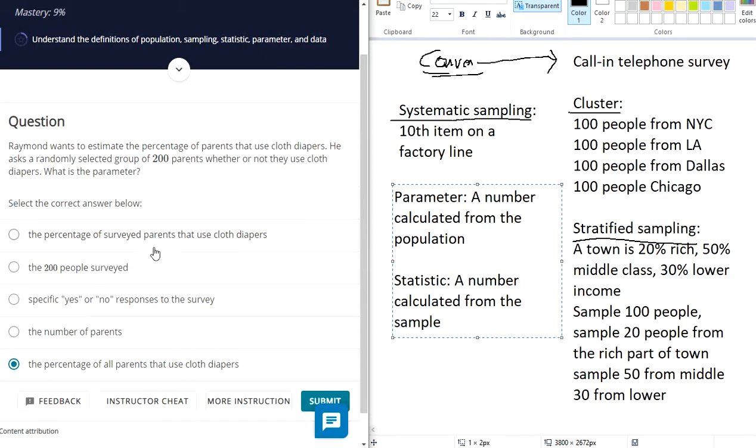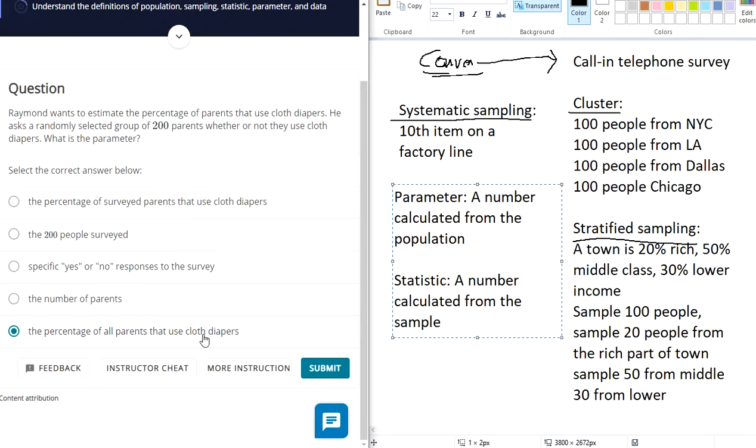The percentage of surveyed parents that use cloth diapers, that would be the statistic, because that comes from the sample. 200 people surveyed, that's n, the sample size. We use the letter n for that. Specific yes or no responses, those are the actual values of the variable. And then the number of parents, that's a group of 200 parents. That could be 400 maybe if they're asking both parents, but that number definitely is not the parameter. The parameter is the number we're trying to estimate in the population.